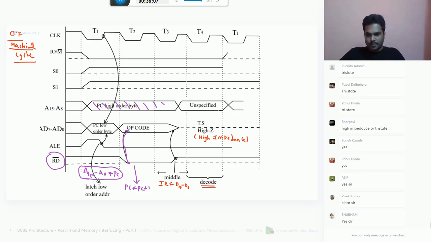Good. Now you don't have fear of the timing diagram, am I right?